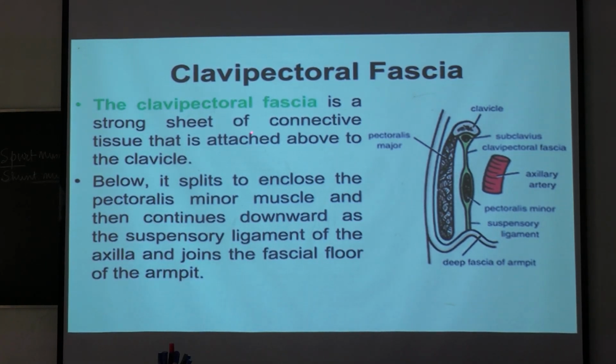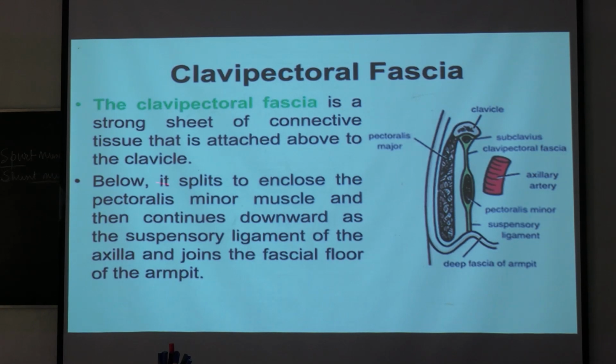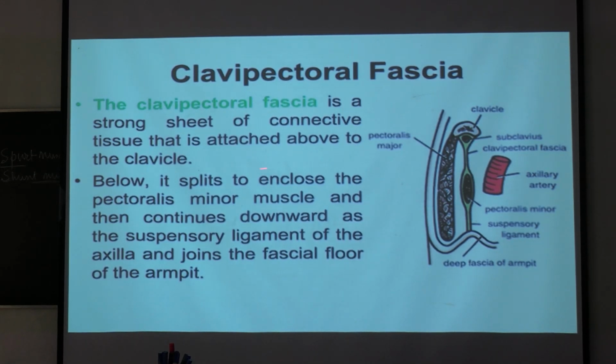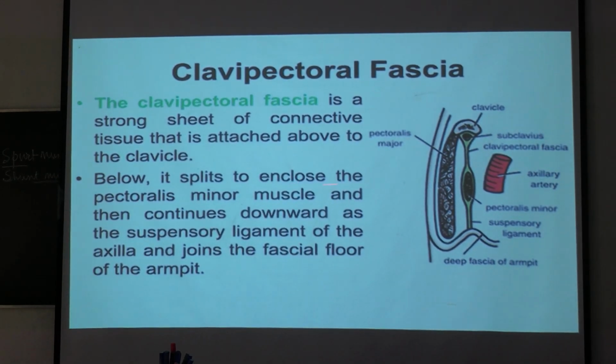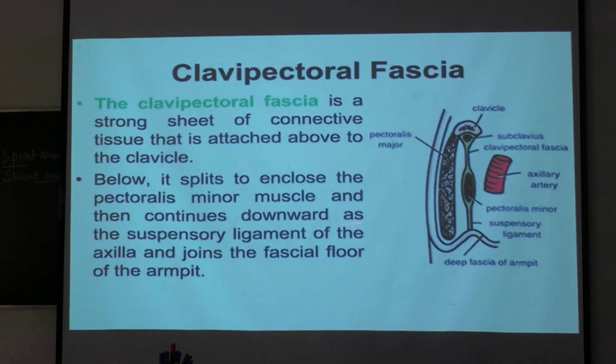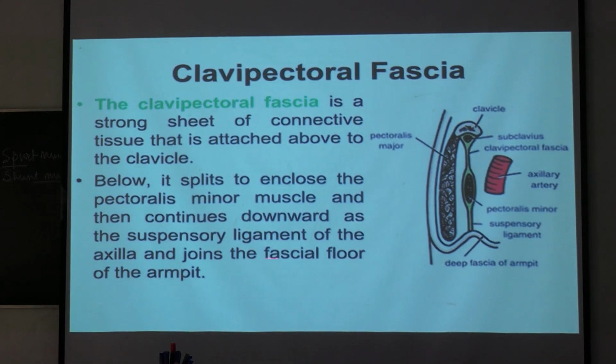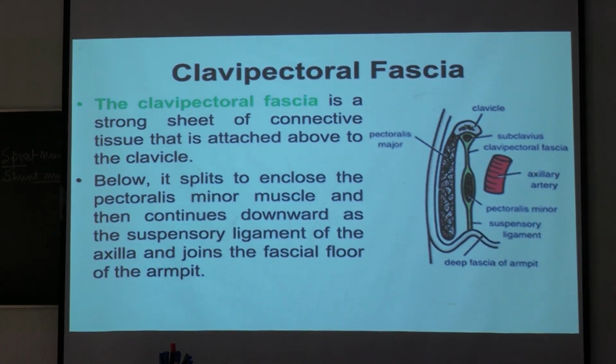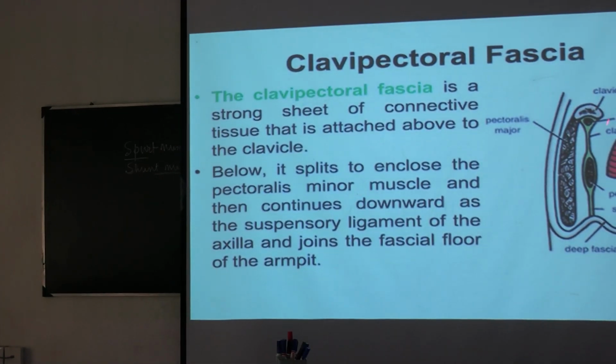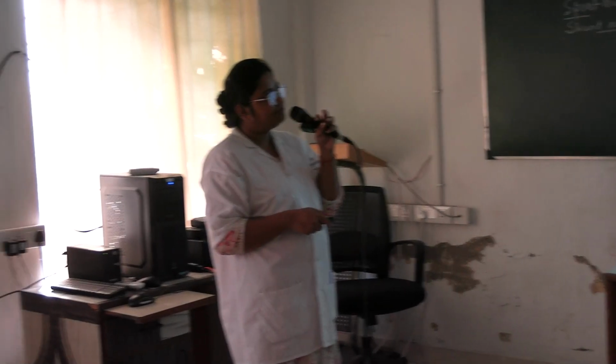The clavipectoral fascia is a strong sheet of connective tissue that is attached above to the clavicle, and below it splits to enclose the pectoralis minor muscle and then continues downward as the suspensory ligament of the axilla and joins the fascial floor of the armpit, that is the axillary fascia. See here, this green colored structure is the clavipectoral fascia.